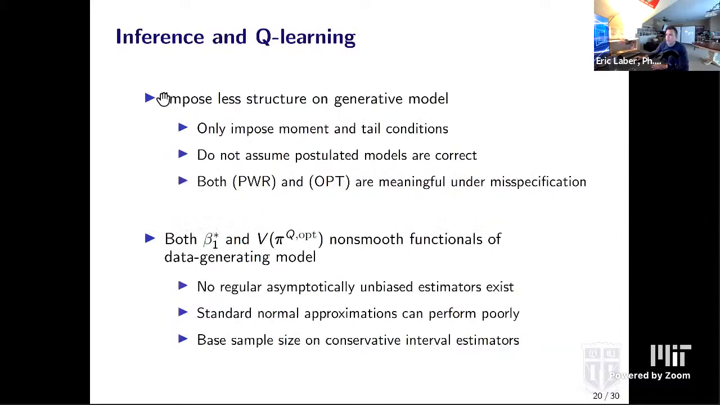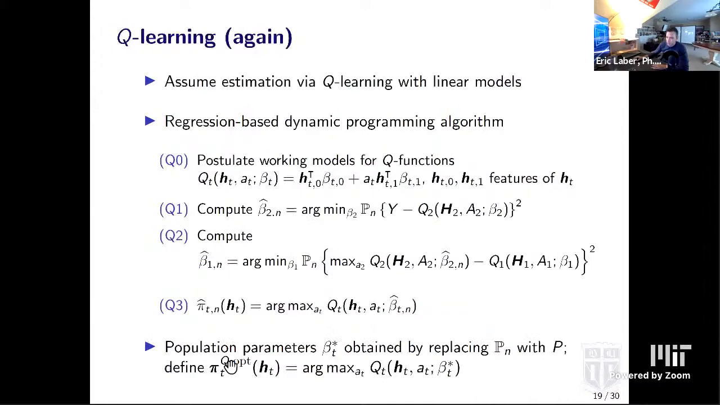Okay. So the idea is we'll impose less structure on the generative model. We'll only look at moment and tail conditions. We're not going to assume those Q functions are correct, as I mentioned. But it's important to note that both the power criteria and the optimality criteria are still meaningful under misspecification, because I can still compare the performance of this thing to standard of care. I can still say, if I do this, is it going to be better than what we're doing now, right? So is it worth tailoring, given that this is how I'm going to estimate an optimal tailored, or personalized, strategy? Is that going to be better than standard of care?